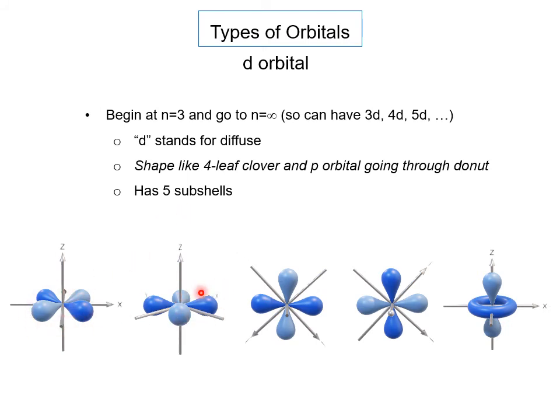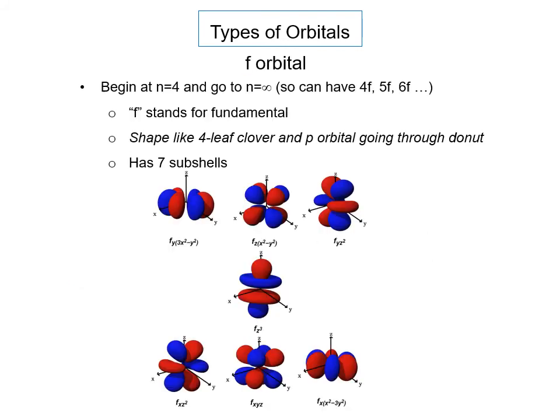Each of these holds 2 electrons. So the d's together hold 10 electrons. So there are a possible 10 spots in 3d orbitals for electrons, 10 in the 4d, 10 in the 5d, and so forth, as each subshell holds 2 electrons.